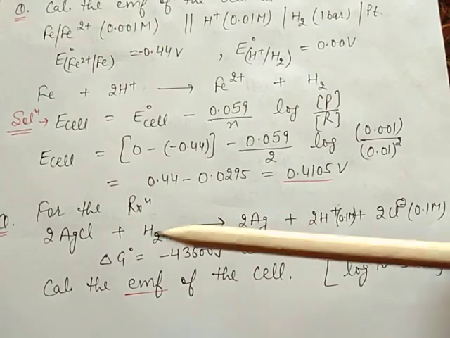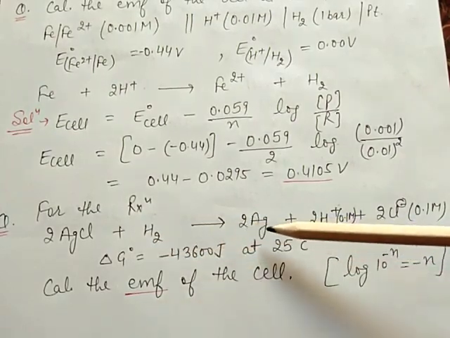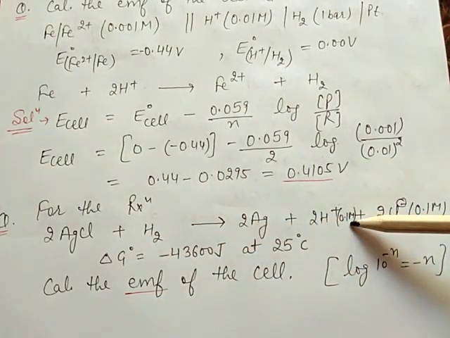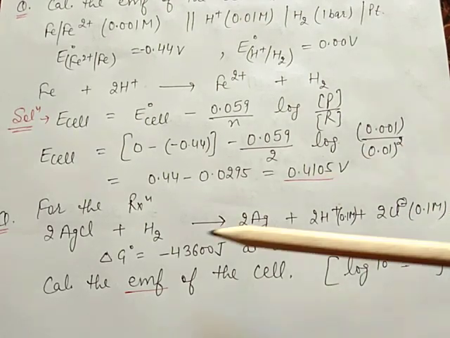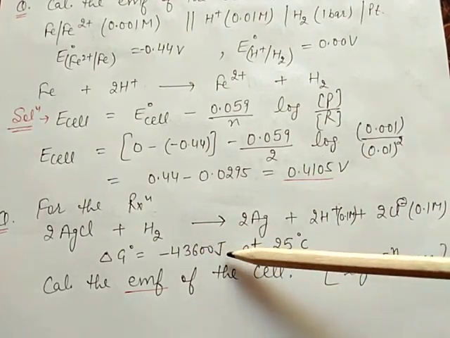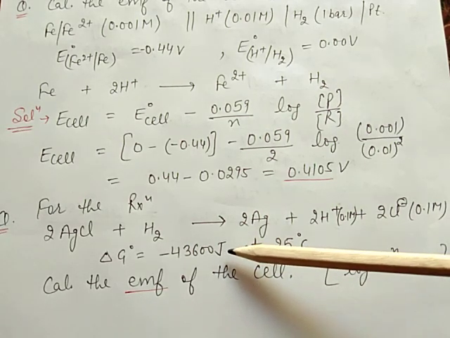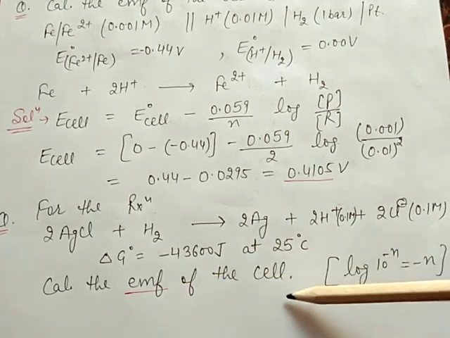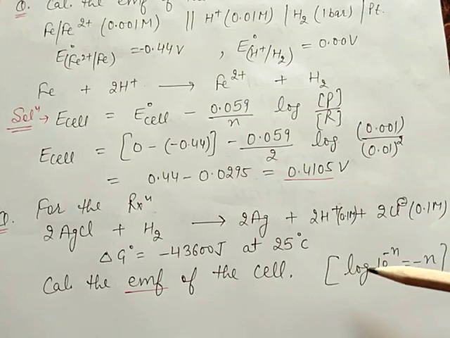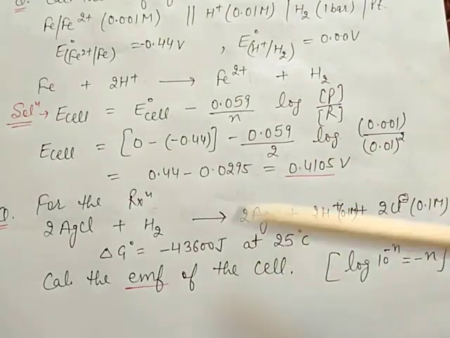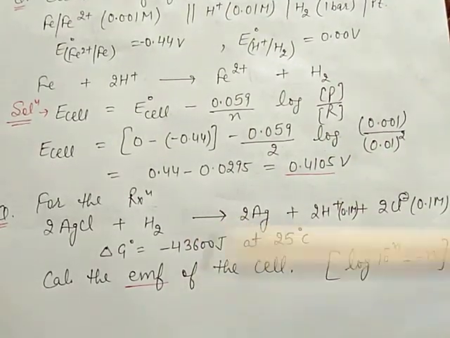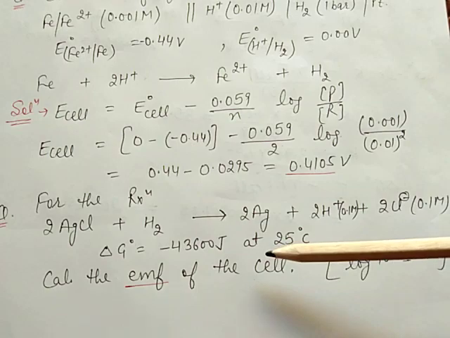For the reaction 2AgCl plus H2 gives 2Ag plus 2H plus, with concentration given, plus 2Cl negative at 0.1 molar. Delta G naught value is given, that is minus 43600 joule. Calculate the EMF of the cell. Here the delta G naught value is given, and we have to calculate the EMF.